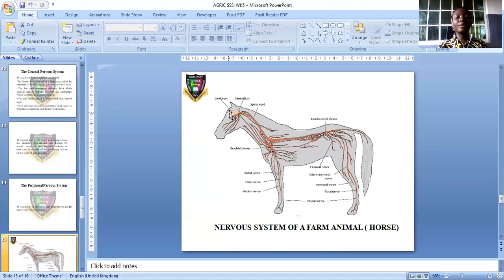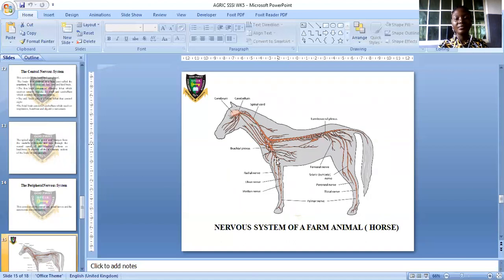The cerebrum is the largest part of the brain, and it helps in interpreting touch, vision, hearing, and controls all the movements of farm animals. This is the spinal cord here, which enables the farm animals to stand erect.